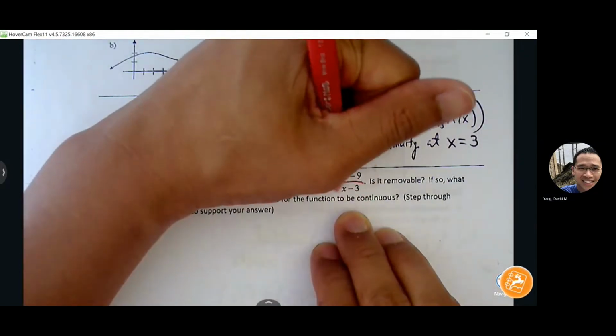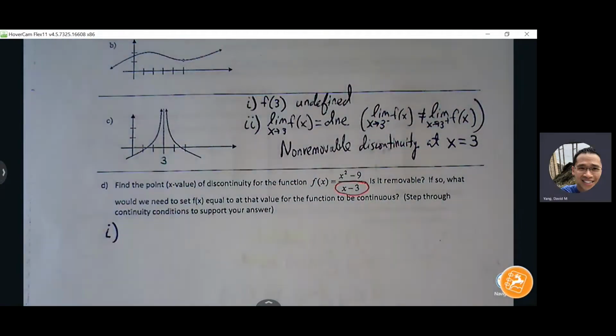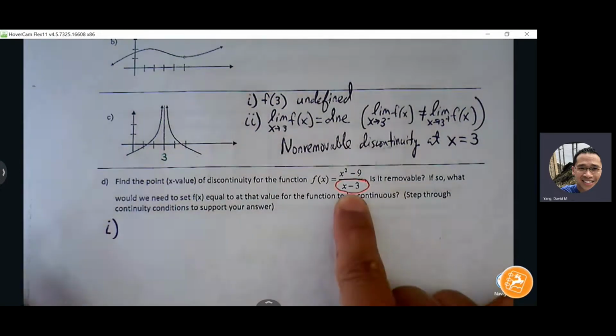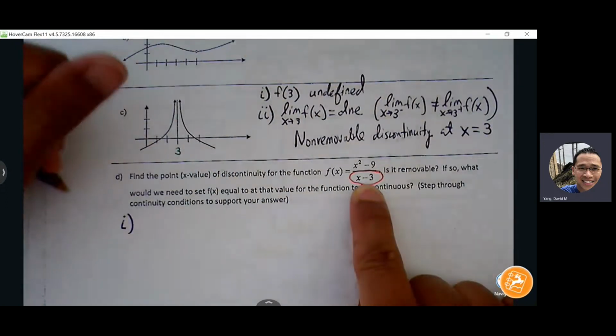Good. Focus on the denominator, okay? If there's a value that can cause the denominator to be 0, we know the function's undefined. If the function's undefined, whether it's a hole or asymptote, we know that's an issue for our function. So that's where we look for our C value. We look at the denominator. So our C value is what?